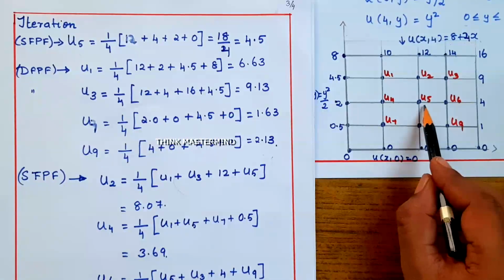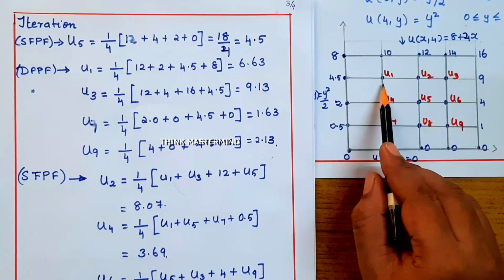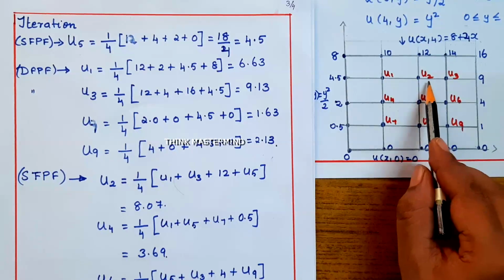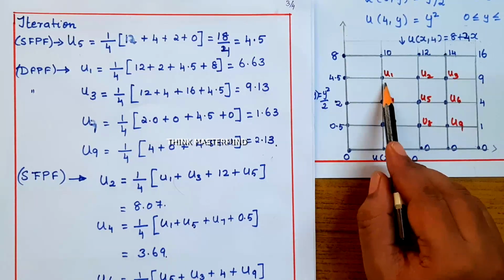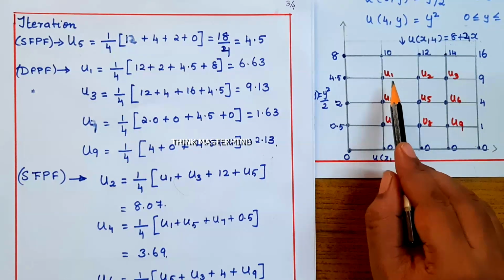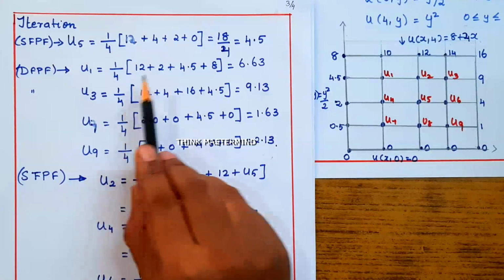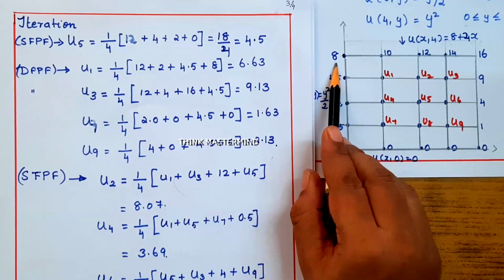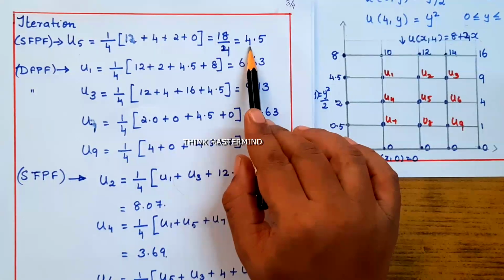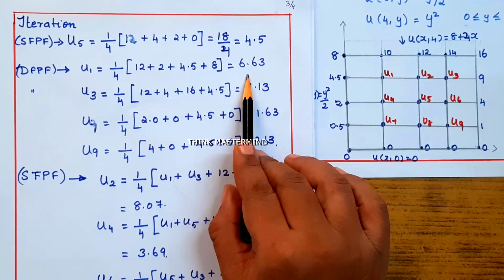Once I know u5 is 4.5, then to find u1 I have to use the diagonal 5-point formula. Suppose I am using the standard 5-point formula, u2 is unknown and u4 is unknown. Therefore, in this case, to find the initial value, I have to use the diagonal 5-point formula. Therefore, u1 is 1 by 4 times of 12 plus 8 plus 2 plus u5. The u5 value we already know, 4.5. So using that we find the initial value of u1.